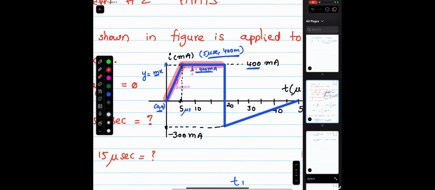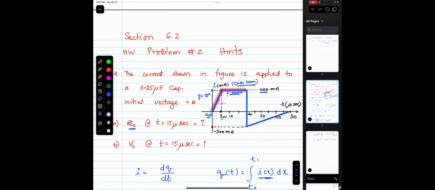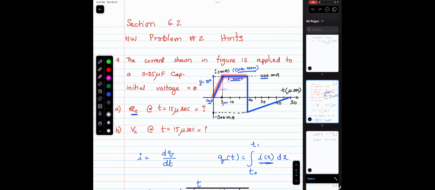and you don't worry about the rest of the curve. That's not your problem because you are only interested in calculating the current, the voltage and charge up to 15 microseconds. Okay, so if you solve the problem up until what they ask, don't worry about solving more than necessary. That's a good idea.